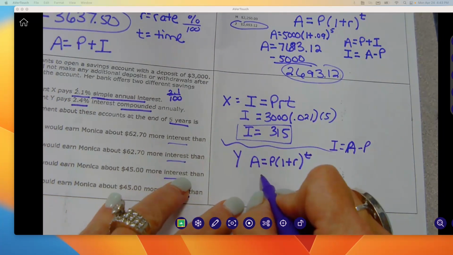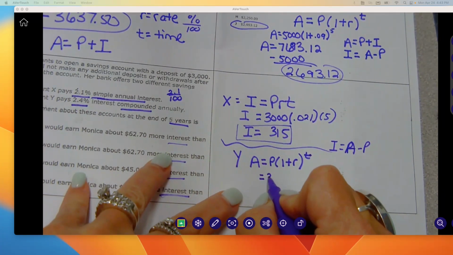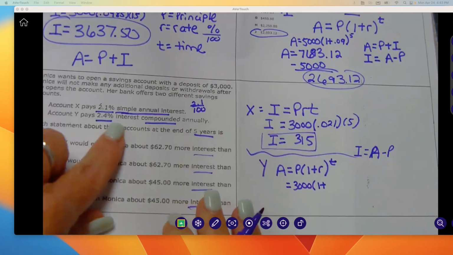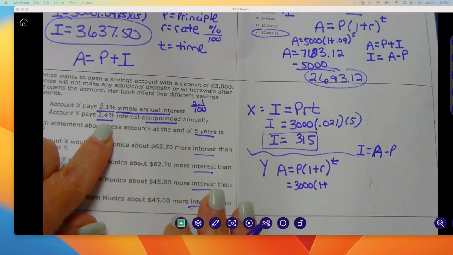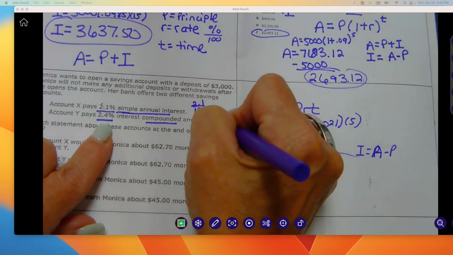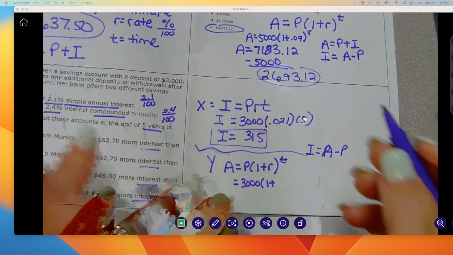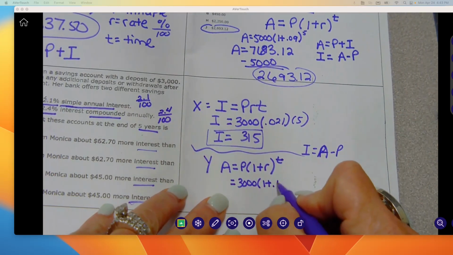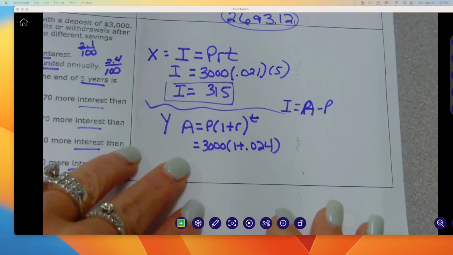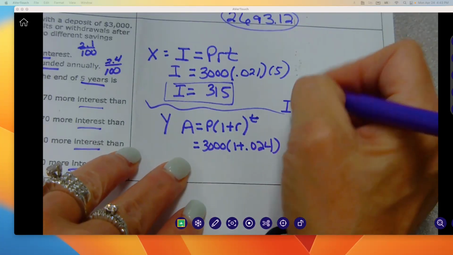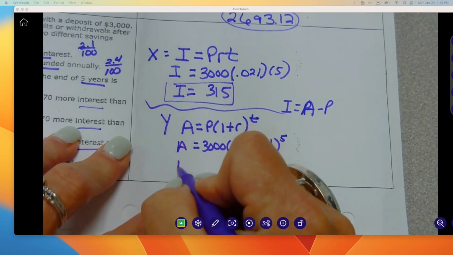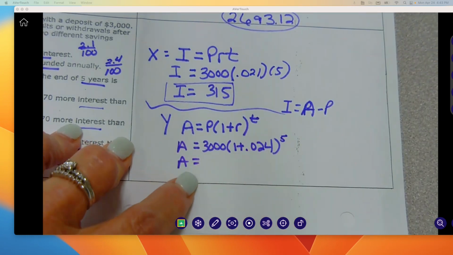Okay. So for my principal, it's 3,000. 1 plus, this time my rate is 2.4%. So remember, I'm going to divide that by 100. And so my rate is 0.024. Okay. And the time is 5. So that's going to be my exponent. Again, this is giving me the total. This is giving me A.